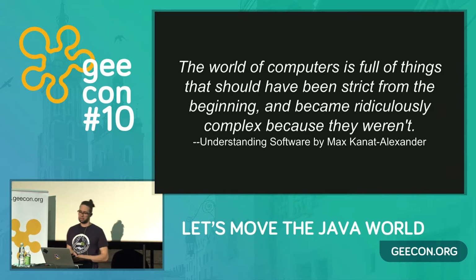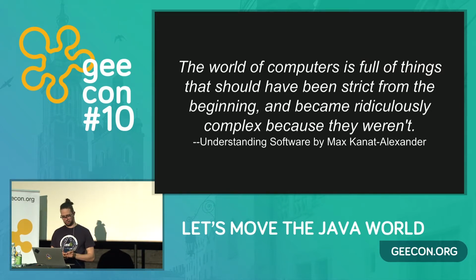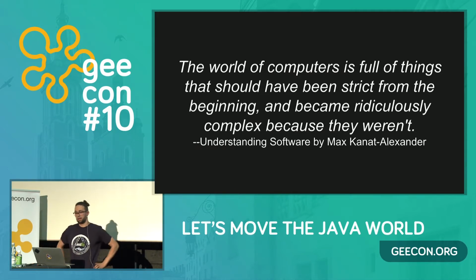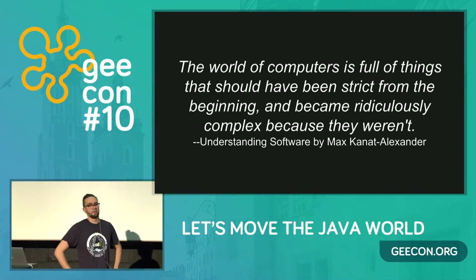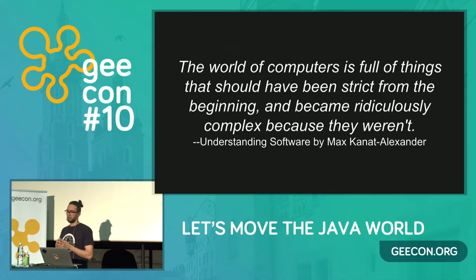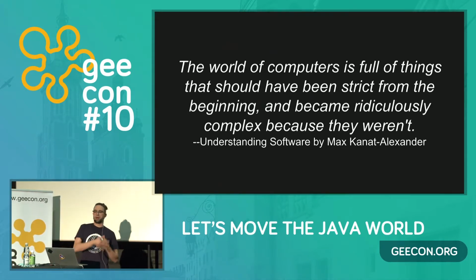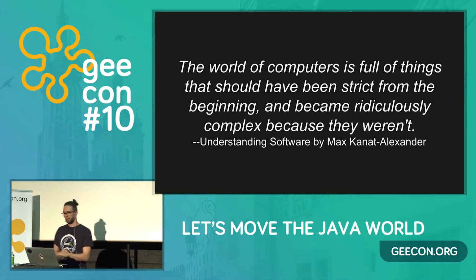And this is a great quote from a book called Understanding Software. A fairly recent book. I would advise anyone to read that. A lot of good concepts. "The world of computers is full of things that should have been strict from the beginning and became ridiculously complex because they were not." So you start to see how these terms of abstractions, constraints, and complexity start to work together.